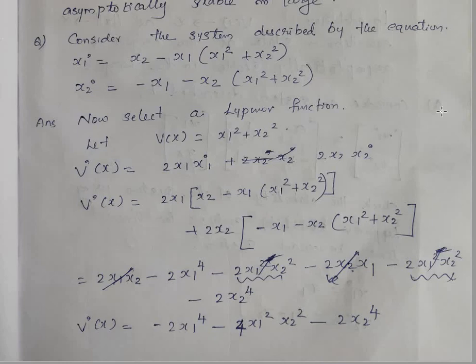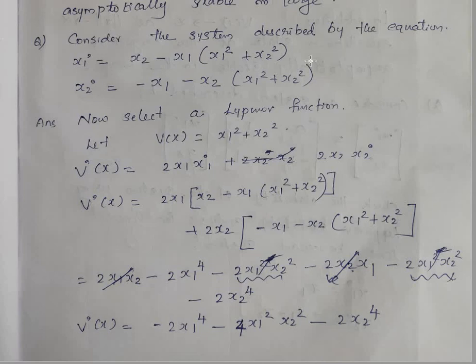Here the next problem is: consider the system described by the equations x1 dot equal to x2 minus x1 into (x1 square plus x2 square) and x2 dot equal to minus x1 minus x2 (x1 square plus x2 square). We have to assess the stability of this system using Lyapunov theorem.